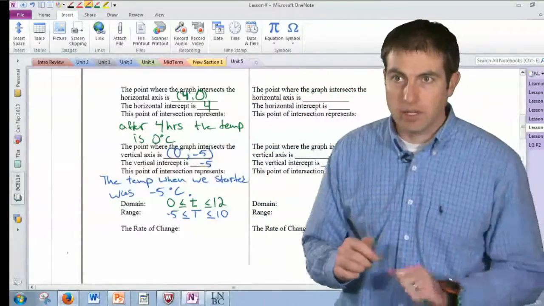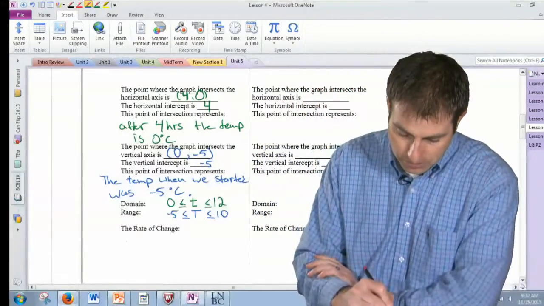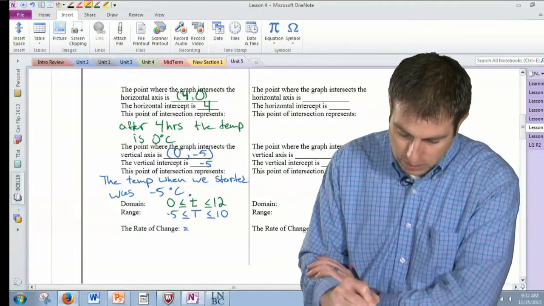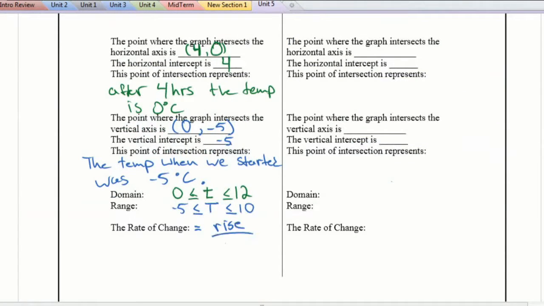The last thing here asks about the rate of change, and we know the rate of change is equal to the rise of my line over the run. So we'll just spend a bit of time looking at an example of this. So the rise is going to be the change in temperature divided by the change in time.